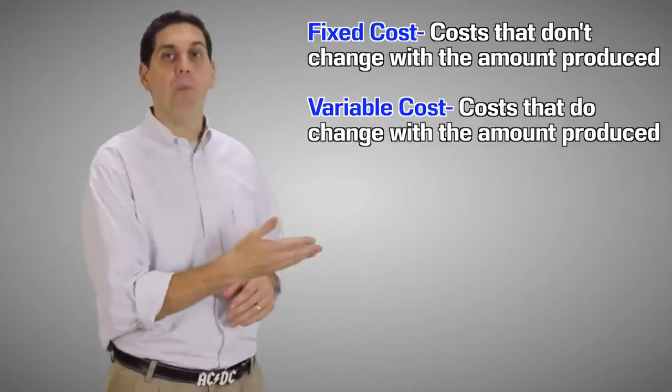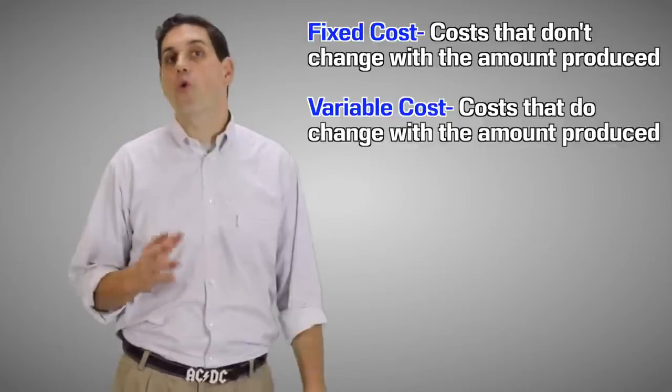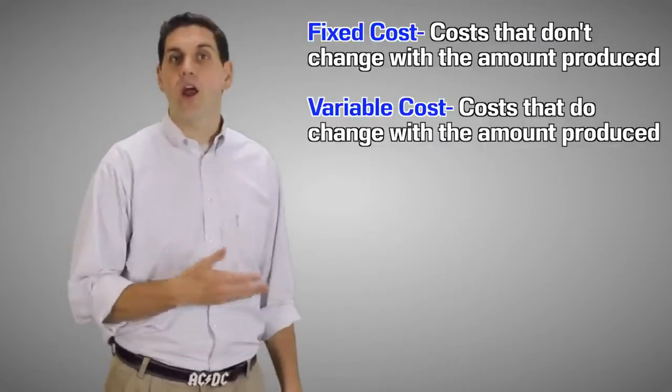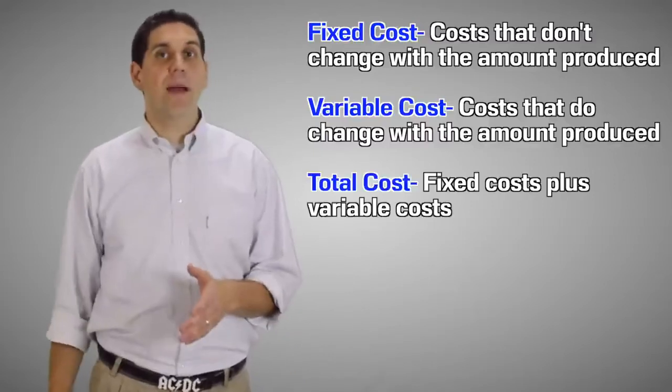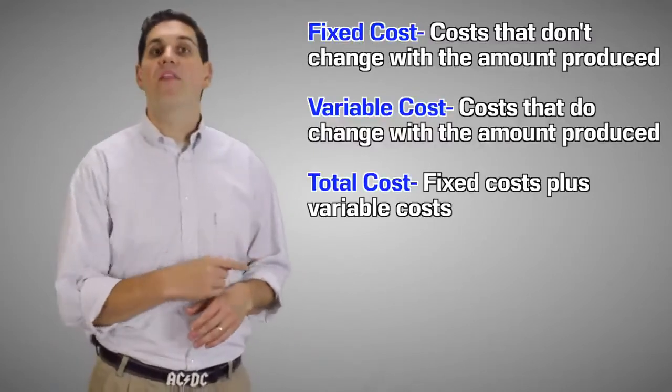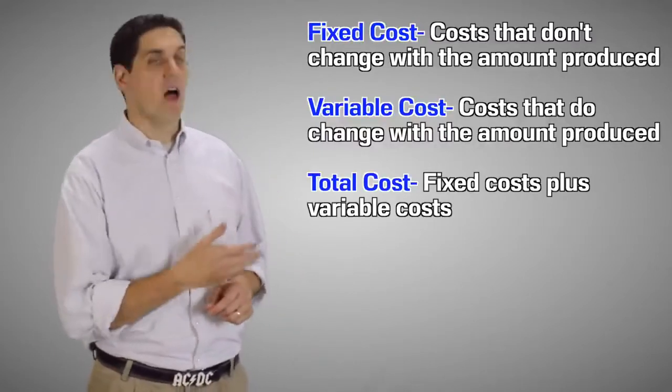Variable costs do change with the amount produced. So if you produce more output, you're going to need more resources. Raw materials, labor, electricity are all examples of variable resources, and that's variable costs. If there's only two types of costs, fixed and variable, then total cost must be fixed plus variable cost.